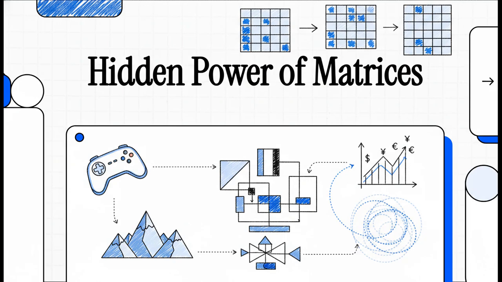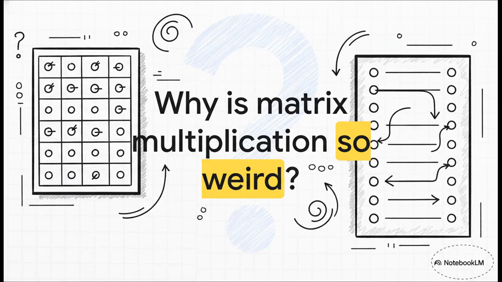Today, we're digging into something that powers just about everything, from your video games to complex economic models: matrix multiplication. And we're about to find out why its super weird definition is actually its greatest superpower. Okay, let's just get right into it.